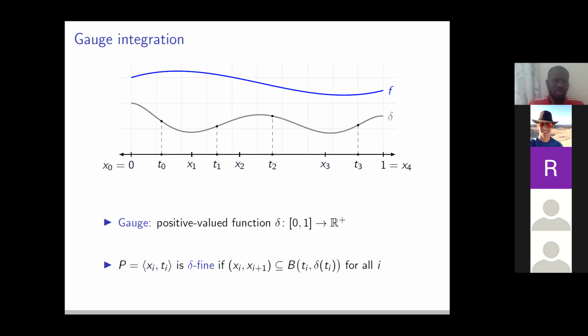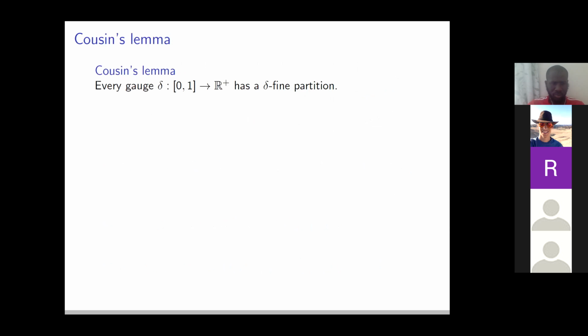I'll draw you the picture. A partition is delta fine if all of these balls cover the unit interval, basically. This one's not delta fine because this part of the interval is not covered, whereas this one is delta fine. Kurzweil's lemma says that for every gauge, there is actually a delta fine partition. I'll give you the proof quickly.